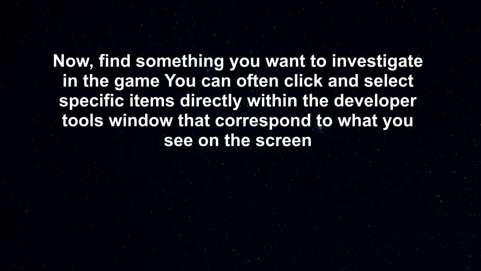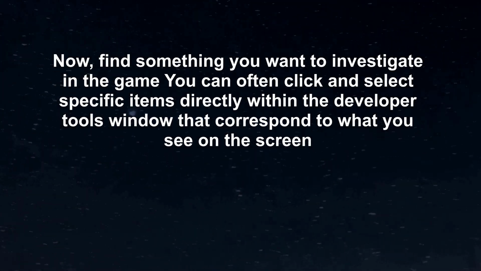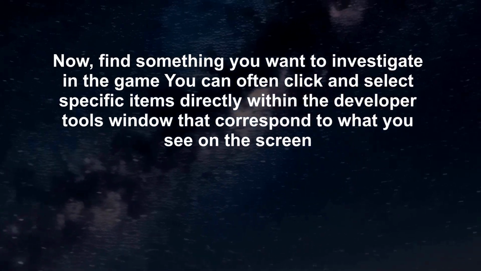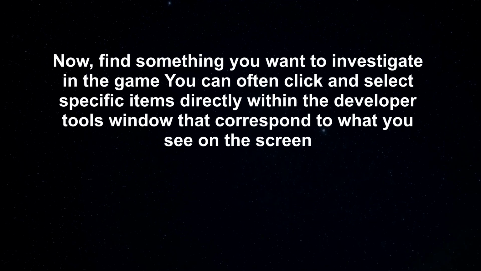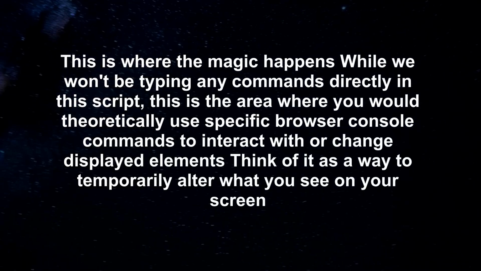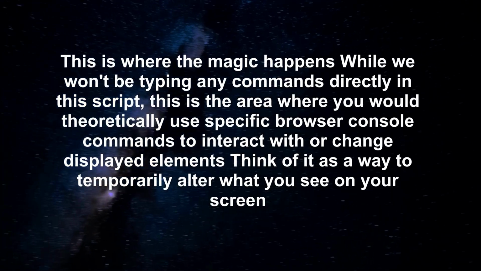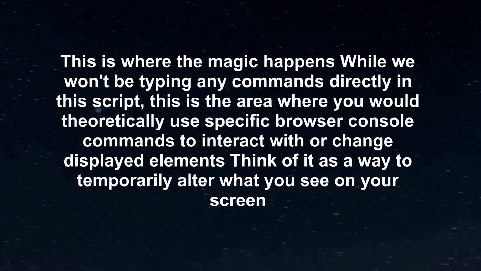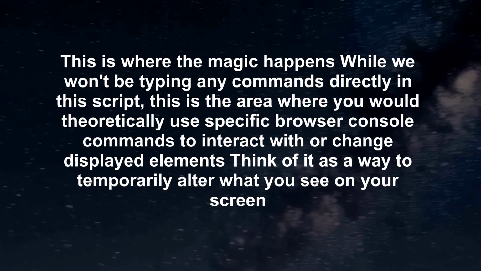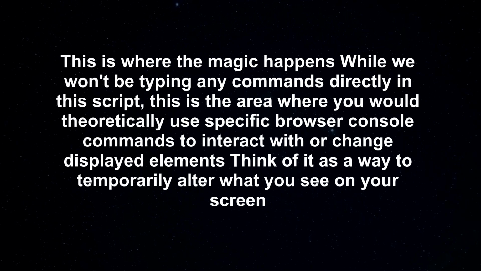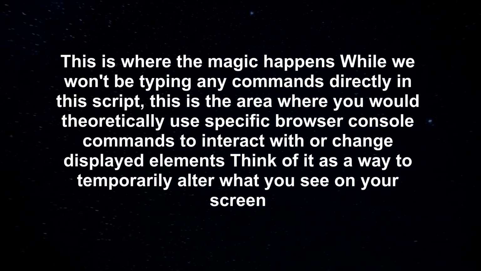Now, find something you want to investigate in the game. You can often click and select specific items directly within the developer tools window that correspond to what you see on the screen. This is where the magic happens. While we won't be typing any commands directly in this script, this is the area where you would theoretically use specific browser console commands to interact with or change displayed elements. Think of it as a way to temporarily alter what you see on your screen.